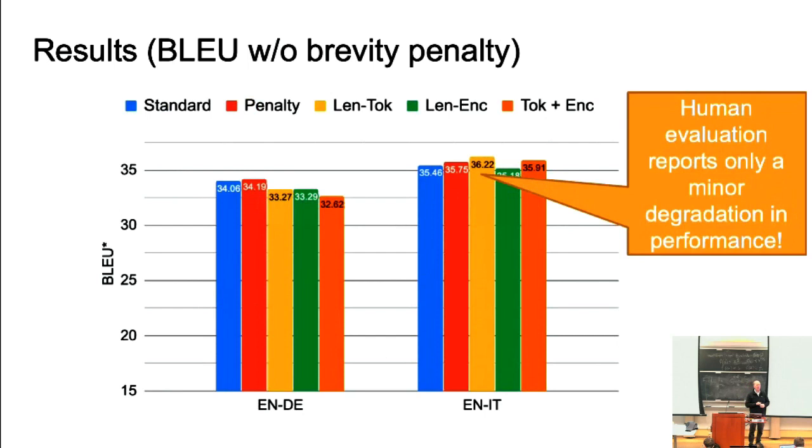we are generating shorter translations, so we don't want the length penalty to play a role. So this is BLEU without length penalty. In terms of precision, we are quite good. The length token in English-Italian gives even better performance in terms of precision. But the loss is relatively low.